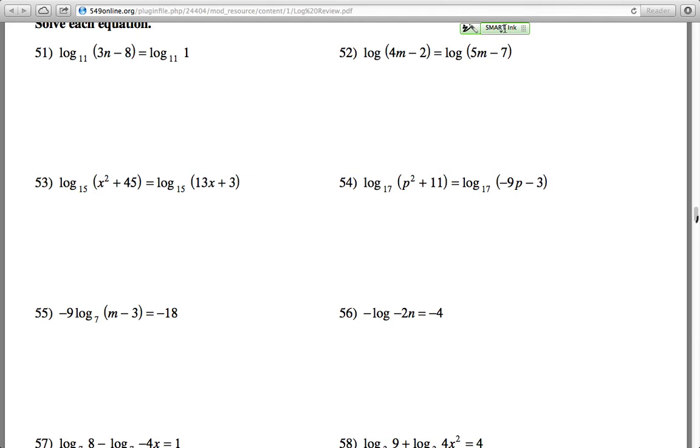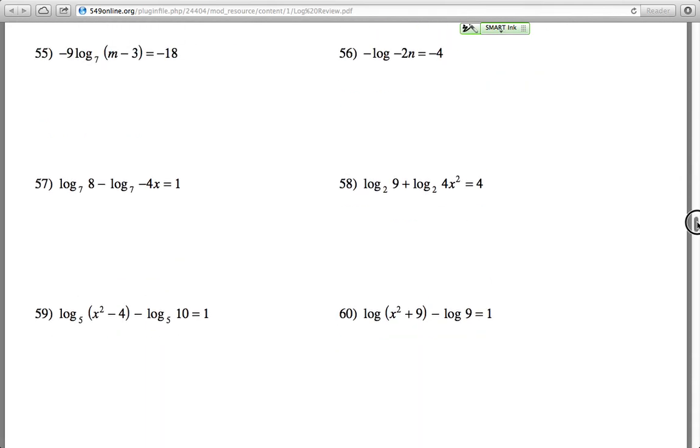What about logs on one side? Logs on one side are a little different because when you have log on one side, it's very similar to what I was saying before. You want to convert it to an exponent. So if you don't have logs on both sides, if there's only log on one side, now you want to convert it to an exponent.